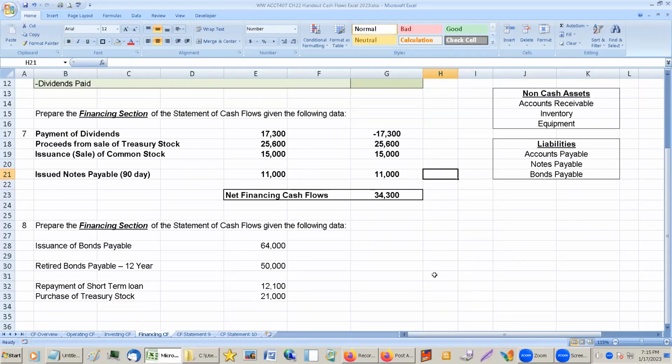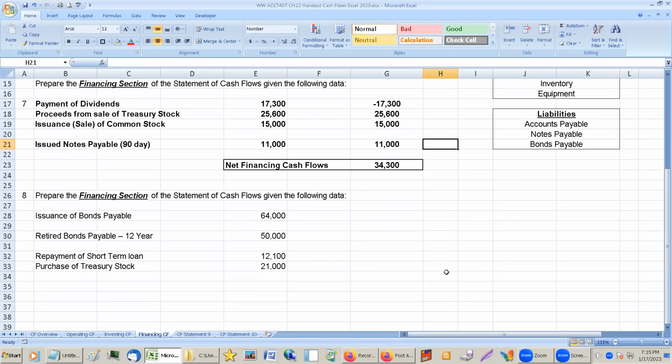All right. I'm trying to think why I did the spacing like I did here, but anyway.